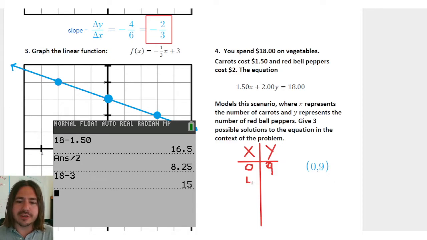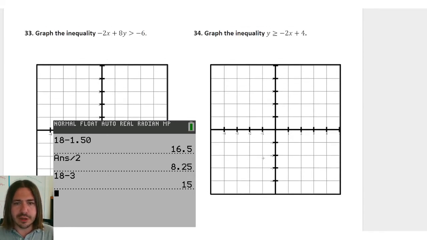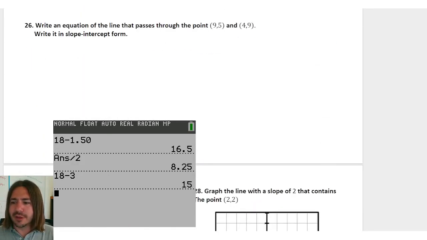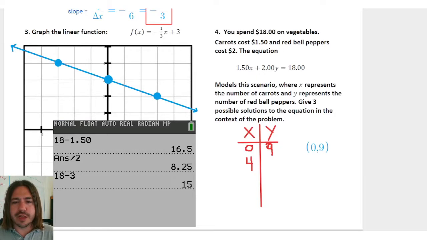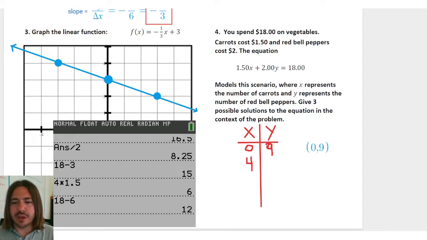And then what you're going to notice is that basically each one of these is going to have to be a multiple of 4. If I plug in 4, then I get 4 times 1.50, which is 6, but I'll just show that to you here, especially with as much emphasis I've given you on using the calculator. So we're going to subtract that from $18. That's going to give me 12. Then if I divide that by 2, because each bell pepper costs $2, I get 6. So if I buy 4 carrots, I can get 6 bell peppers.